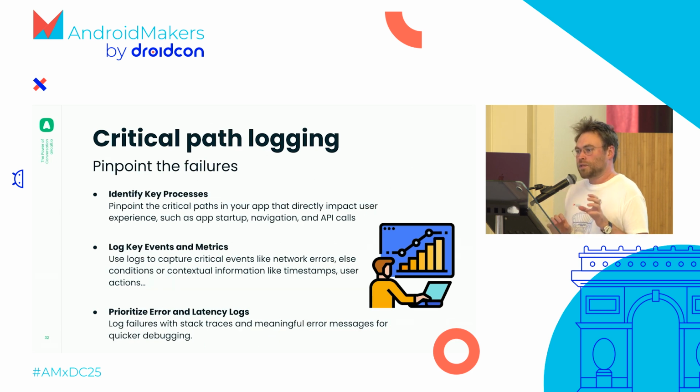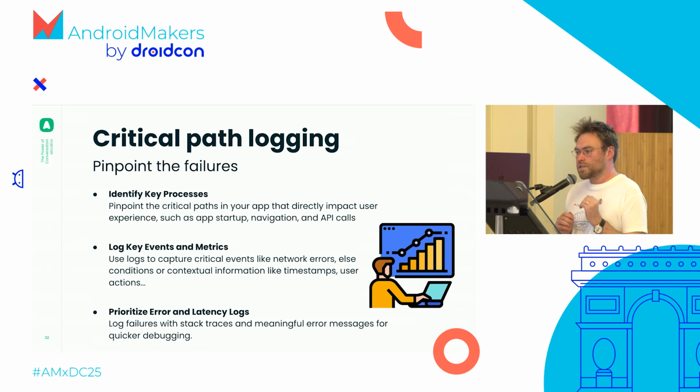So I was talking about the points of failure. Try to pinpoint all the points of failure. Identify the key processes inside the critical path where there is a direct impact for your users. Log all the key events related to that.